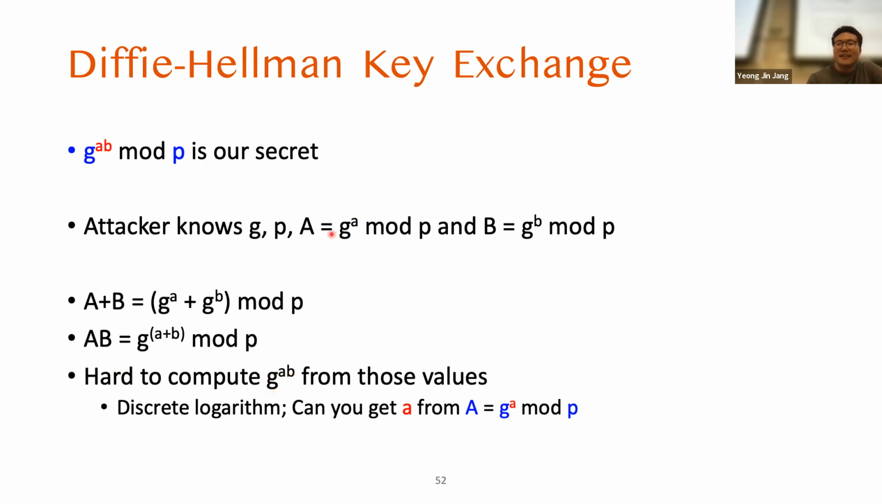Mathematicians have proved that it's very hard to compute G to the ab from these numbers. That's because you need to get either a or b from there, and this is the discrete logarithm problem. If you know the number A, G, and P, can you get the small a from the capital A? That is proven to be a difficult problem.